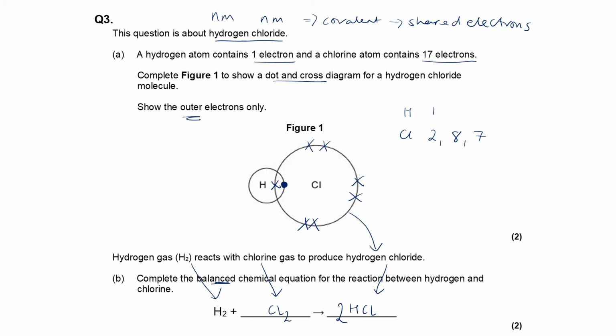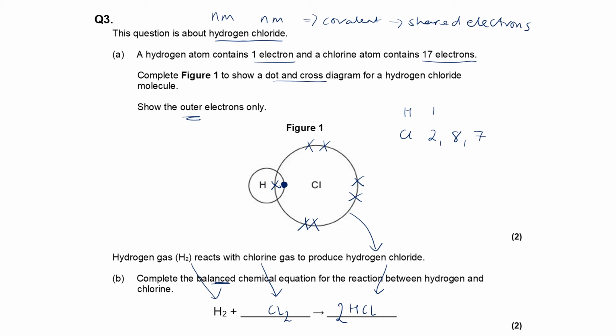Part A, a hydrogen atom contains 1 electron and a chlorine atom contains 17 electrons. Complete figure 1 to show a dot and cross diagram for a hydrogen chloride molecule. Show the outer electrons only. So I'm thinking about the electron configuration of hydrogen, and it's just 1. For chlorine, it's 2, 8, 7. But I'm not worried about the first shell or the second shell, just the outermost shell.